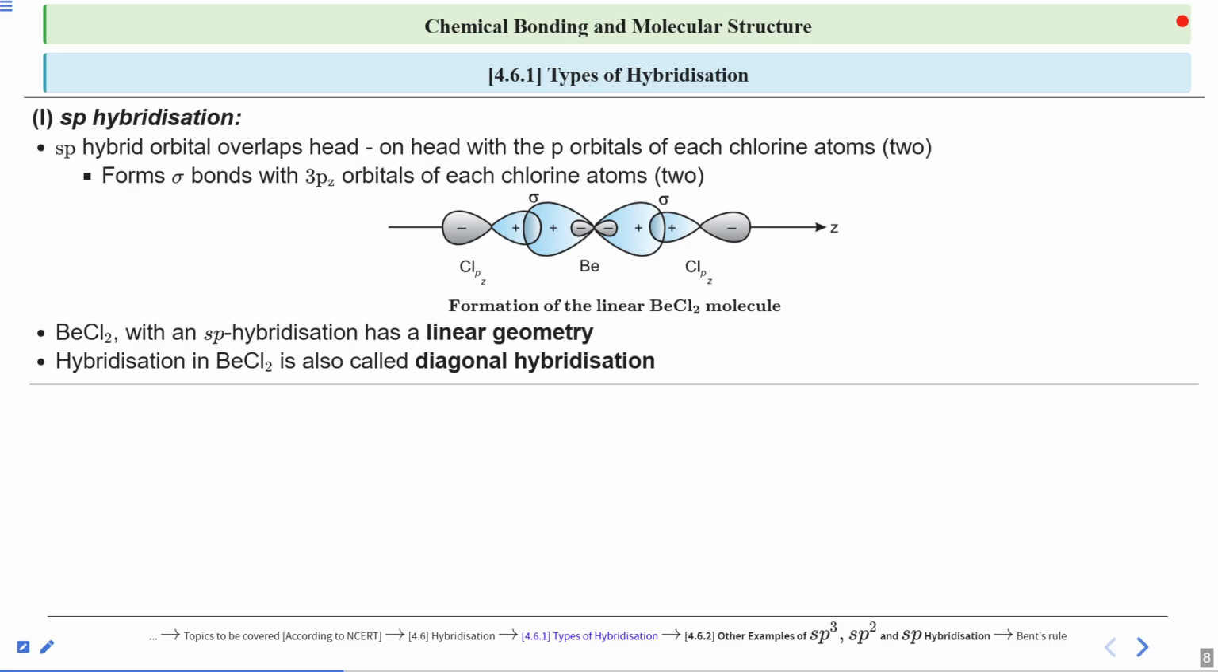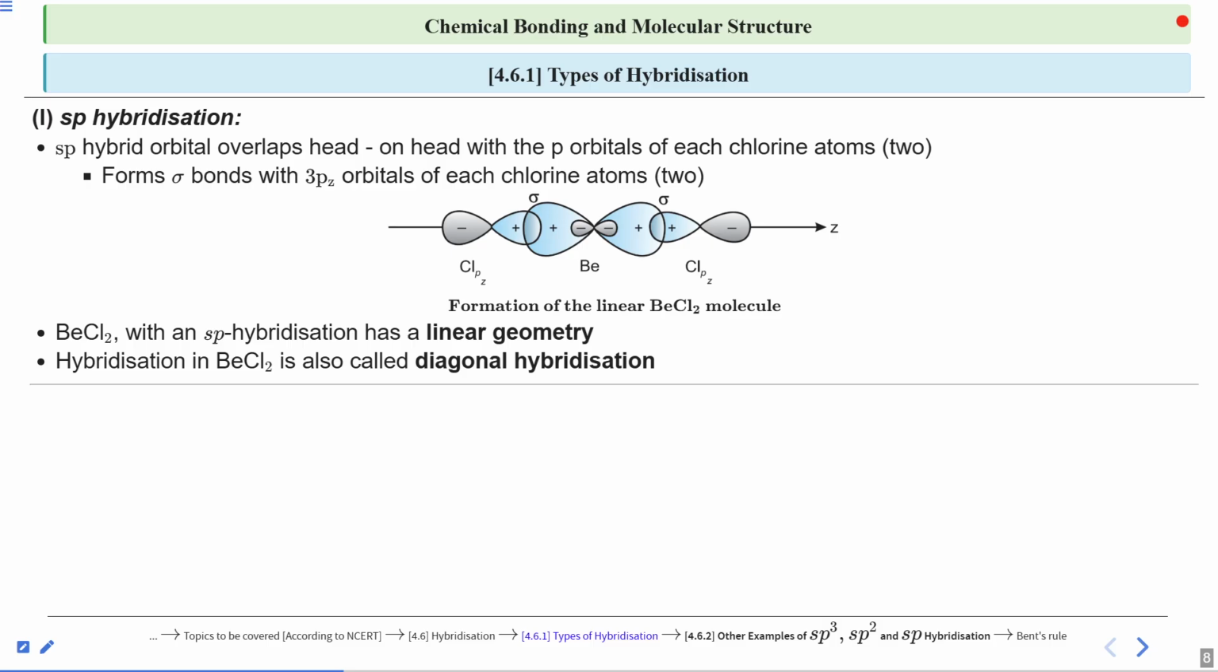Now if I talk about BeCl2, and if you try to draw the Lewis structure, you will notice very clearly that it has two sigma bonds and no pi bonds. So our Lewis structure is also validated easily with the help of this BeCl2 molecule. So I guess your sp hybridization is quite clear to you.